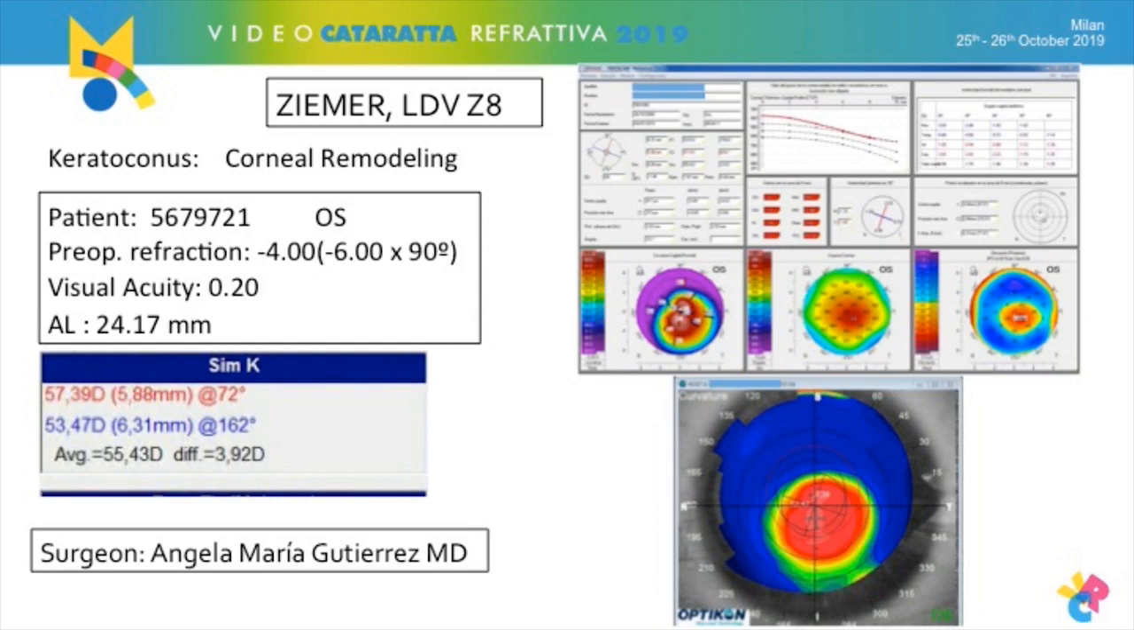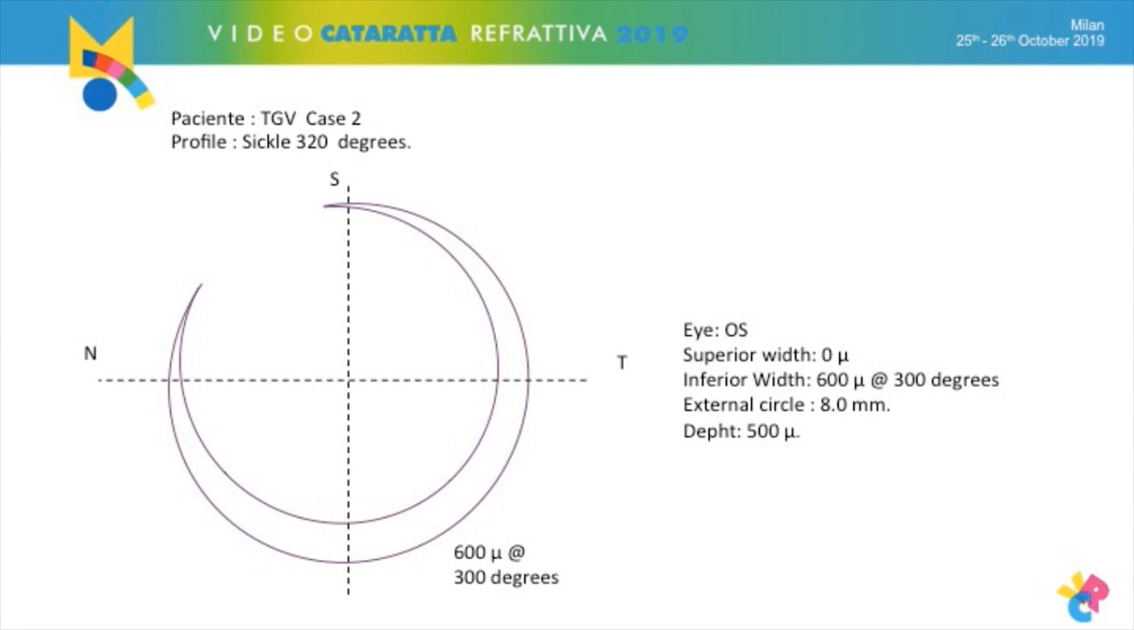This is the profile. We are removing 600 at 300 degrees. You see that in this case we change totally opposite to the other patient. This resection will be at 300 degrees. In the superior quadrant, we are not going to touch the cornea. We are not going to do any resection. This figure is a 320 degree resection. In the previous patient it was 270.